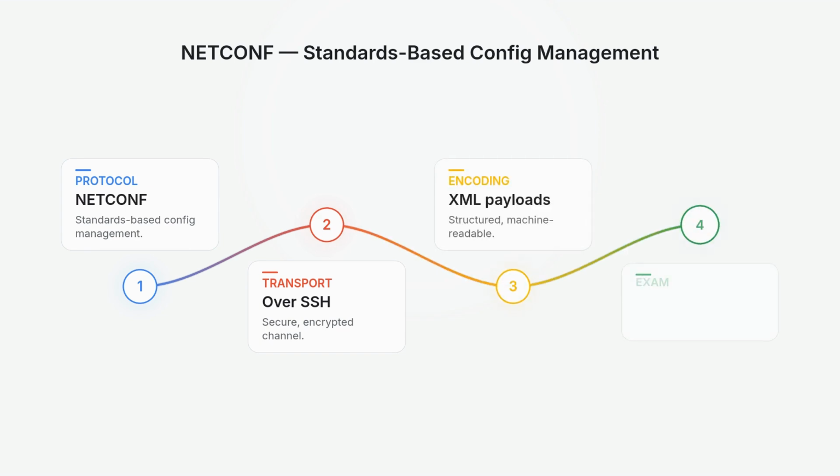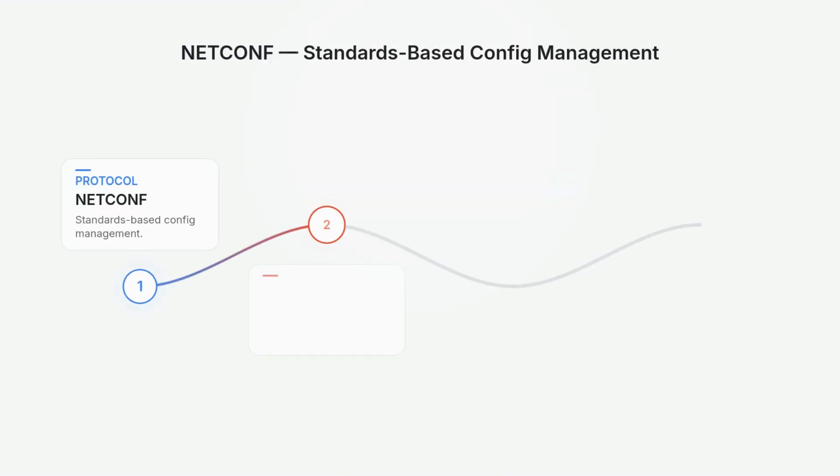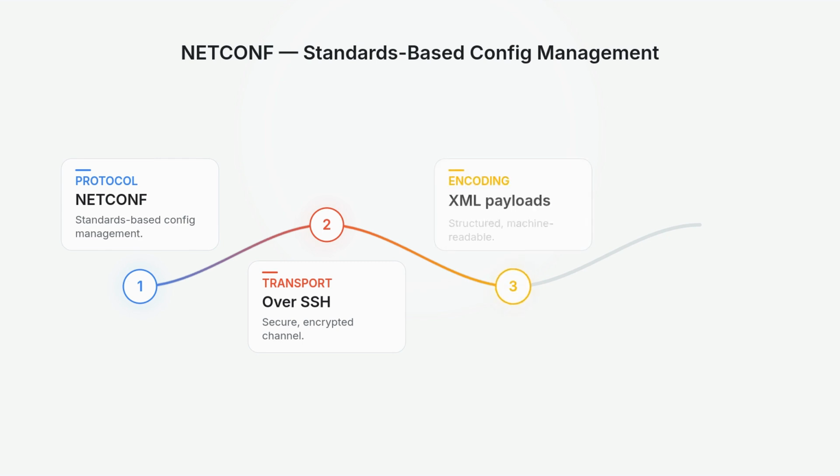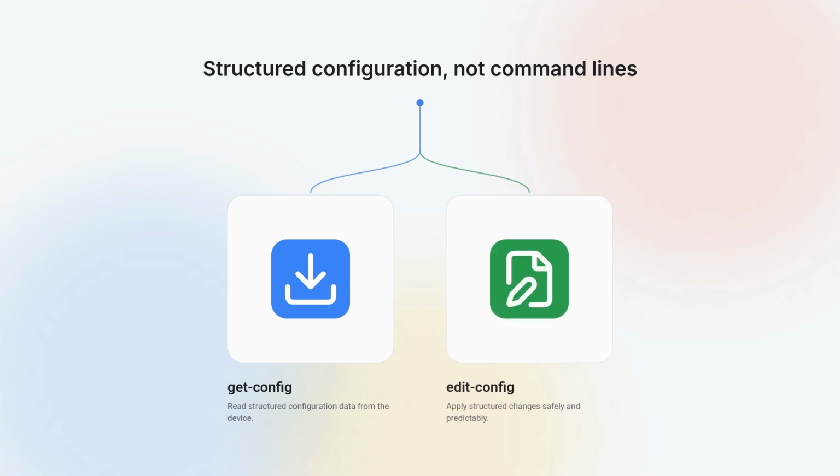For the CCNA, know it as a standards-based way to manage configuration over SSH using structured XML data. Instead of logging in and typing commands one line at a time, a client can use operations like getConfig and editConfig to read or change structured configuration data. NETCONF also gives you safer ways to make changes. With a candidate data store, commit and rollback, you can stage a change, apply it deliberately, and back out if something goes wrong.